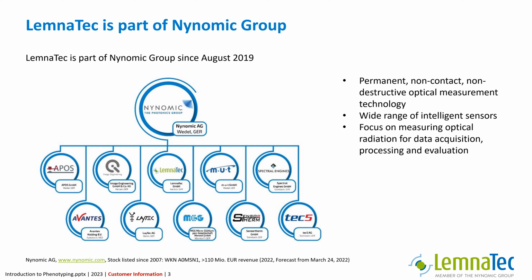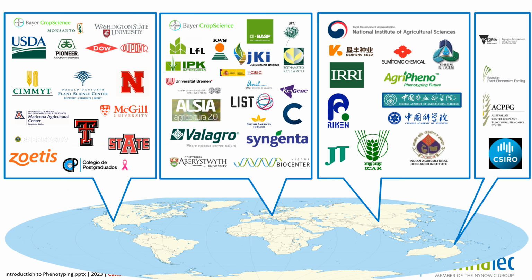Since 2019, LemnaTec is part of the Nynomic group. The group consists of 10 companies, all active in optical sensing for various applications. LemnaTec has customers all over the world. The customers are research institutes, universities, and companies active in research and breeding.